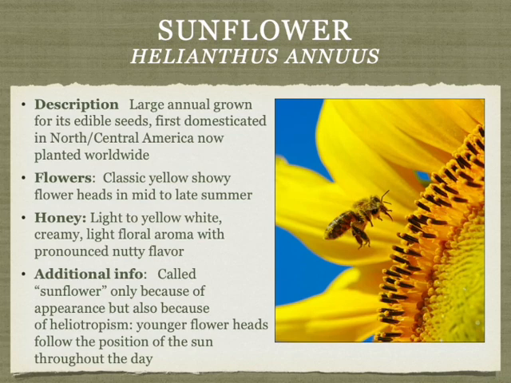Sunflower, of course. These are plants from Central and North America that have now been planted around the world for their seeds. The honey is light to yellow-white, creamy, with a light floral aroma and a nutty flavor. It's called sunflower because the flower itself looks like a sun, but also because of heliotropism. The younger flowers follow the sun throughout the day, so they're pointing to the east in the morning, overhead at noon, and then towards the west by sunset.